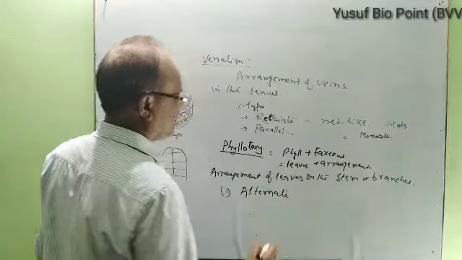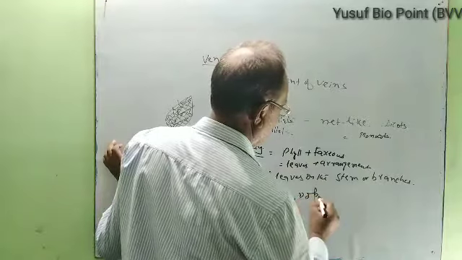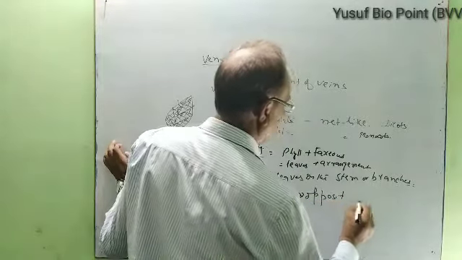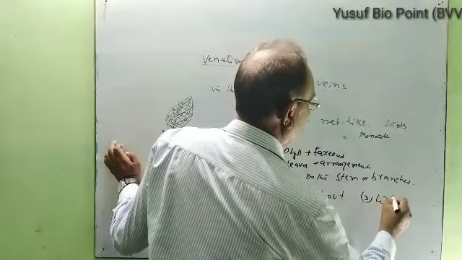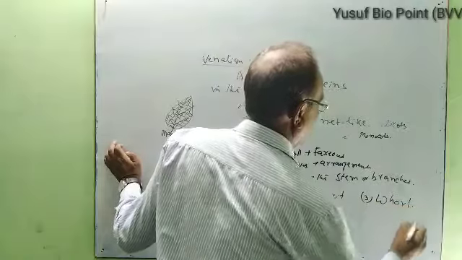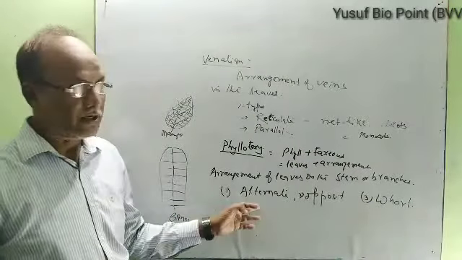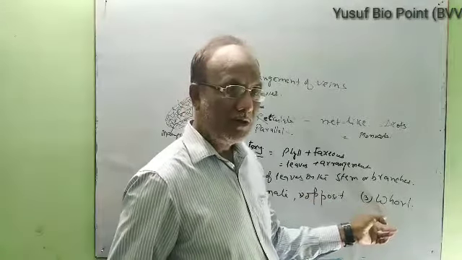Alternate, opposite, and third, all. So these are the three types. One is alternate, next one is opposite, and third one is all.